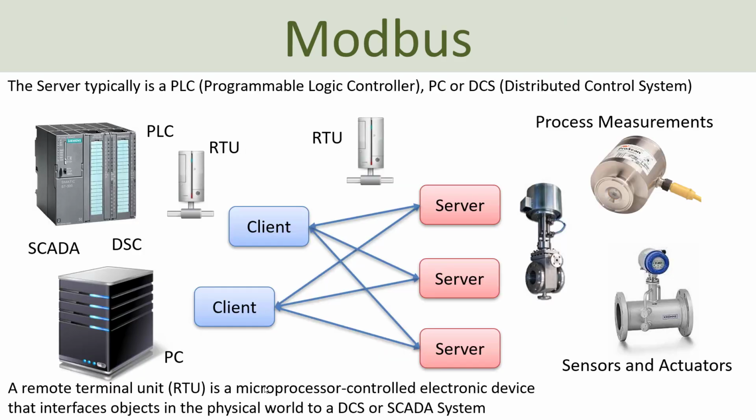Here you see a typical Modbus scenario where you have different types of Modbus servers and then you have different types of Modbus clients. So the data are then sent between the Modbus servers and the Modbus clients. So the Modbus clients can both read data from the server and write data to the server. And the server is typically a PLC, a PC, or a distributed control system, or it could be some kind of process equipment like sensors, actuators, etc.